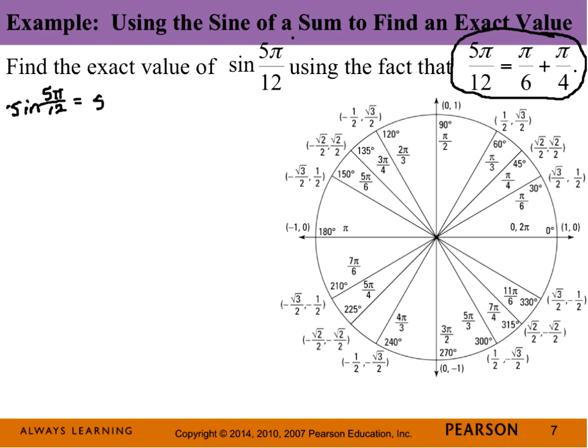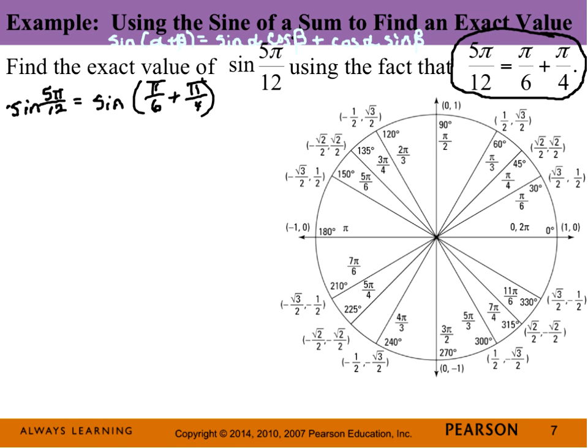So the first thing I'm going to do is rewrite this as the sine of pi over 6 plus pi over 4. And now what I've done is turned that into an expression that I can use the sine sum formula for. So I'll write that up here for you at the top, and this is coming from that very first slide we looked at with all of those formulas on it. We have the sine of alpha plus beta is equal to the sine of alpha times the cosine of beta plus the cosine of alpha times the sine of beta.